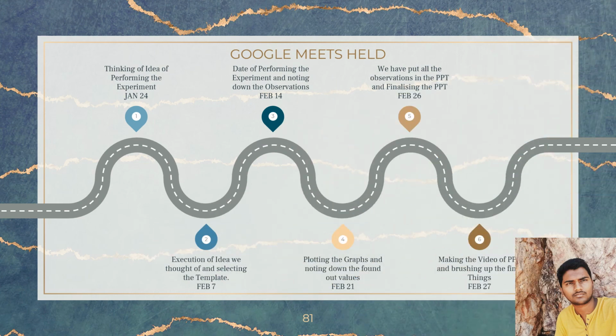We had a total of 6 Google Meets, and the first one was on Jan 24, held for thinking of the idea and performing the experiment. The second was on Feb 7th to execute the idea we thought of and select the templates. The third one was on Feb 14th, where we fixed a date for performing the experiment. The fourth one was on Feb 21 to plot the graphs, the fifth one on Feb 26 to put in all the observations and finalize the PPT, and on Feb 27 to make the video of the PPT and brush up at the end.